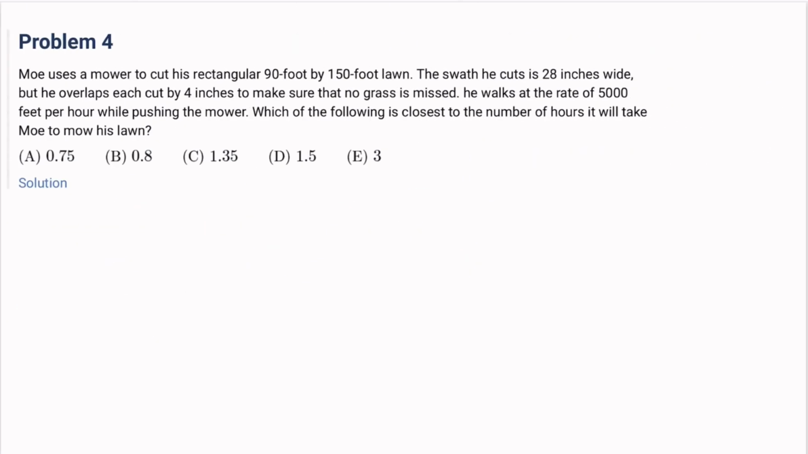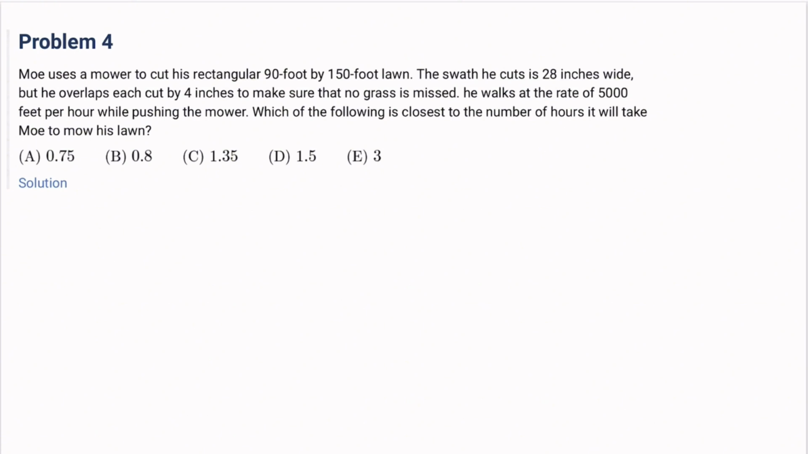Number 4. Mo uses a mower to cut his rectangular 90-foot by 150-foot lawn. The swath he cuts is 28 inches wide, but he overlaps each cut by 4 inches to make sure no grass is missed. He walks at the rate of 5,000 feet per hour while pushing the mower. Which of the following is closest to the number of hours it will take Mo to mow his lawn?